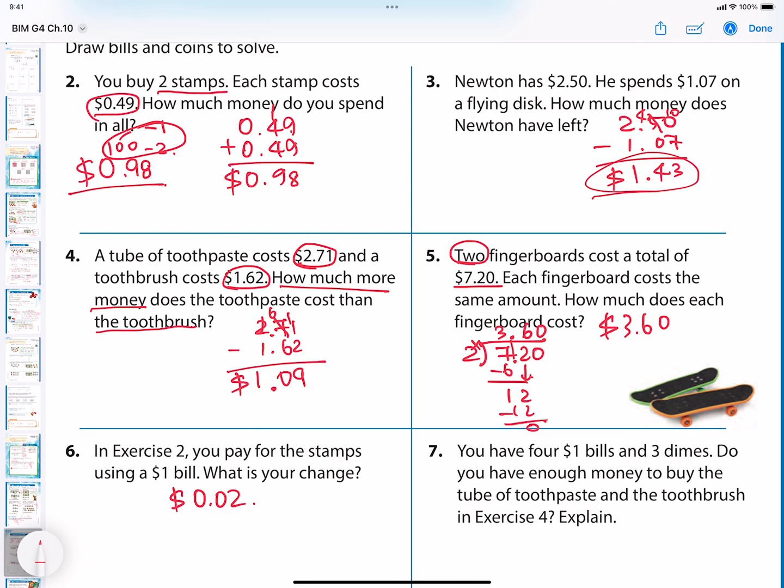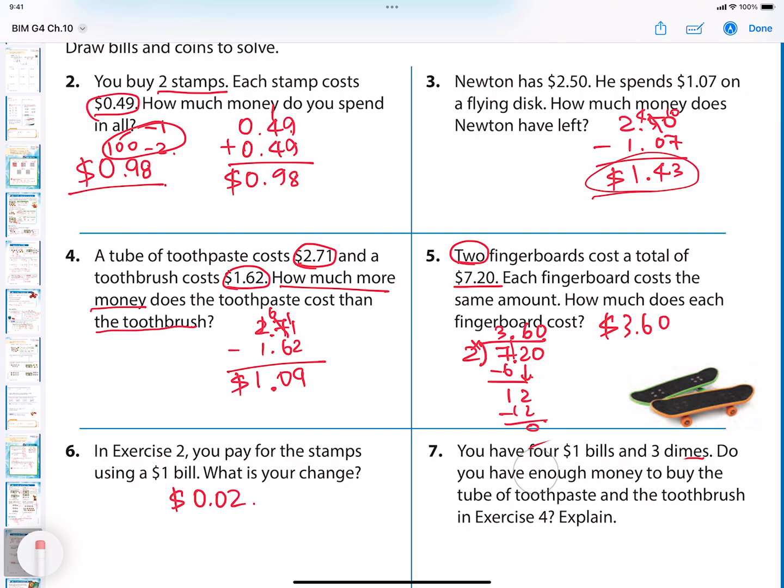Okay, now number 7. You have 4 $1 bills. Okay, so that means what? You have $4. Okay, now. And 3 dimes. Okay, sorry. $4.30. So you need to add what? $4.30. Do you have enough money to buy the tube of toothpaste and the toothbrush in exercise 4? Okay, here. So you have what total amount?